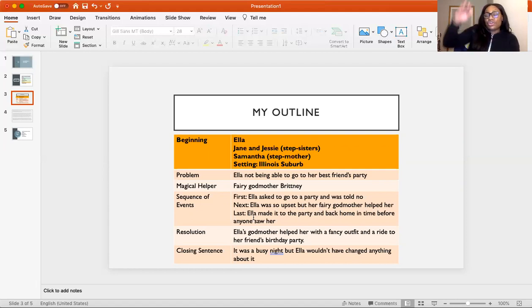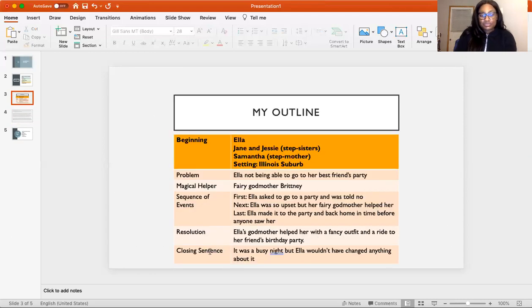So I need to make sure those things happen in order when I write my story. Super, super important. So let's go back to my problem. At first, my problem was Ella wasn't able to go to her best friend's party. But my resolution, or how my problem got solved, is that Ella's godmother, her fairy godmother Brittany, helped her with a fancy outfit and a ride to her best friend's party.